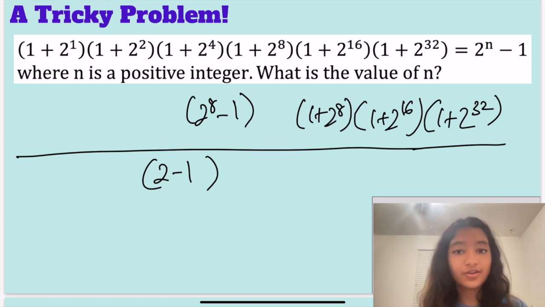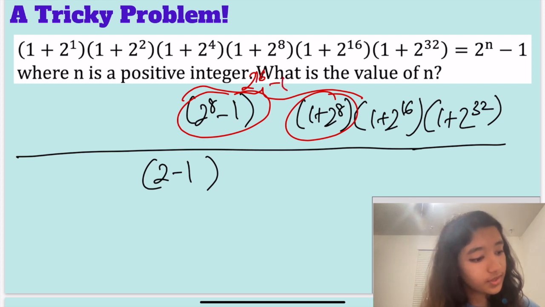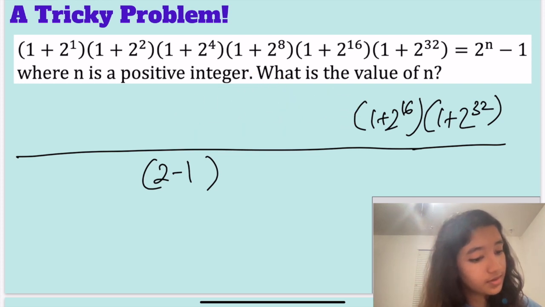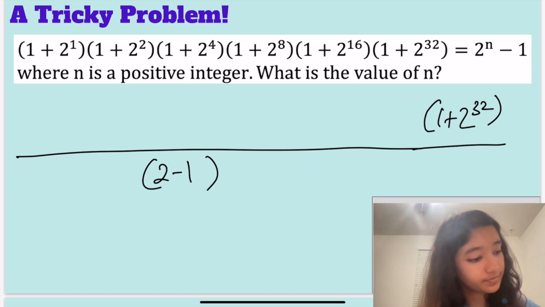Do you see this pattern that we're forming here, where whenever we multiply those two expressions together, they give us another term that we can then use to continue this chain reaction. So now we have 2 to the 8th minus 1 times 2 to the 8th plus 1, and that's equal to 2 to the 16th minus 1. We can replace those terms with 2 to the 16th minus 1, and then 2 to the 16th minus 1 times 2 to the 16th plus 1 is 2 to the 32nd minus 1.